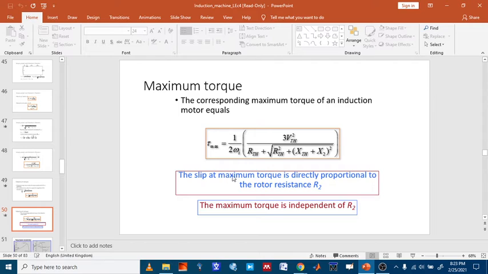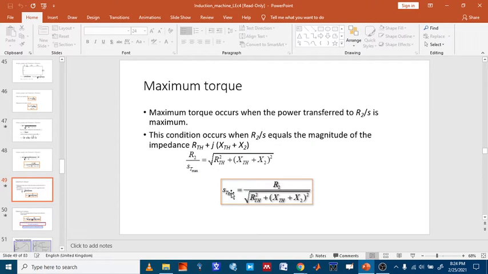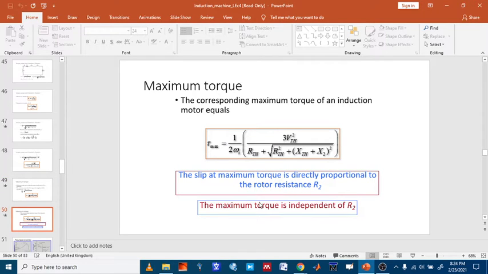The slip at maximum torque is directly proportional to the rotor resistance R2. It is clear here from the formula. And so the maximum torque is independent of R2. This is the formula for maximum torque, and as you can see, there is no R2 here. It doesn't include R2. Therefore, the maximum torque is independent of the rotor resistance R2.